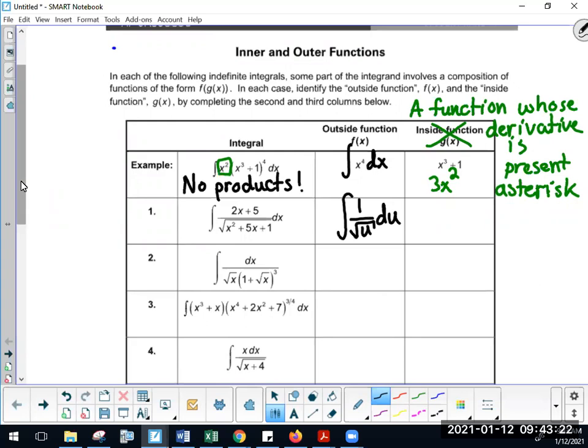So x squared plus 5x plus 1 is inside the square root function, correct? But more importantly, the derivative of x squared plus 5x plus 1 is present. What's the derivative of x squared plus 5x plus 1? 2x plus 5. 2x plus 5 is right here in the integrand. Agreed?